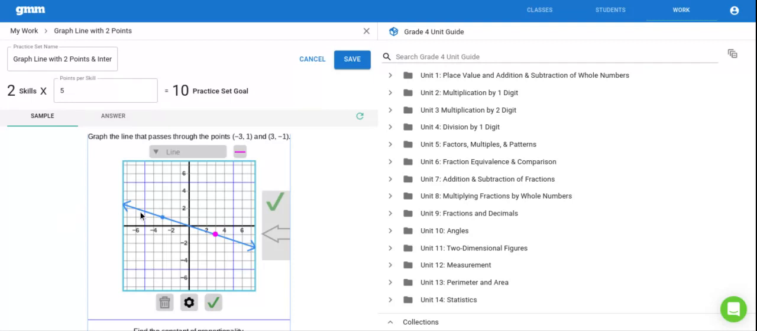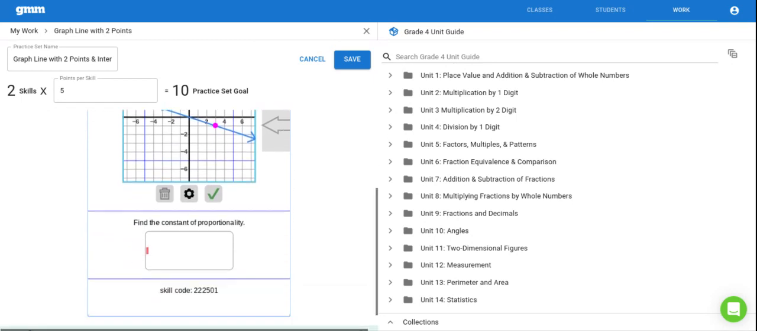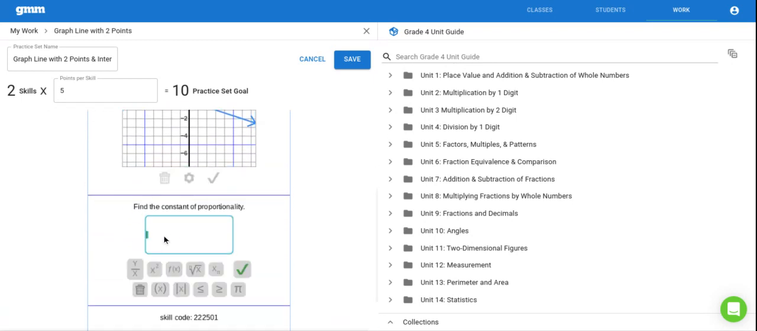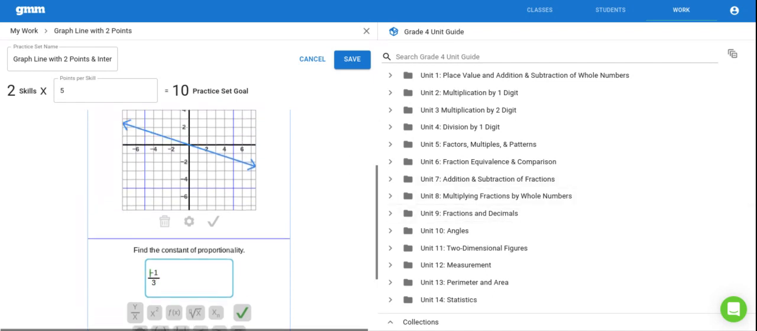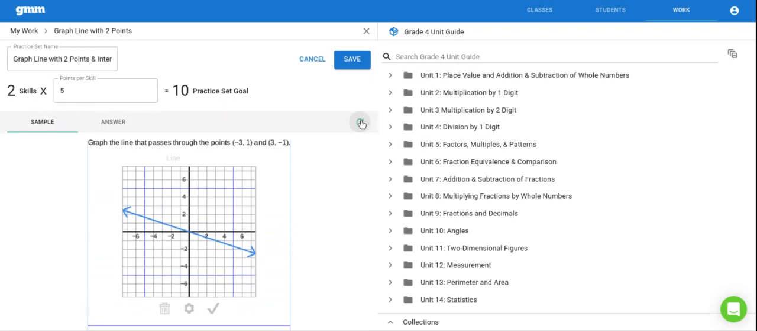All of these are proportional relationships, so they should all go through the origin. Once I have the line graphed, I'm also going to find the constant of proportionality, which I get by dividing y by x. 1 divided by -3 would be -1/3. -1 divided by 3 would be -1/3. So down at the bottom, I'm going to click on the little fraction, -1/3 would be my answer for the constant. Okay, we're going to go back up and do another one of these.